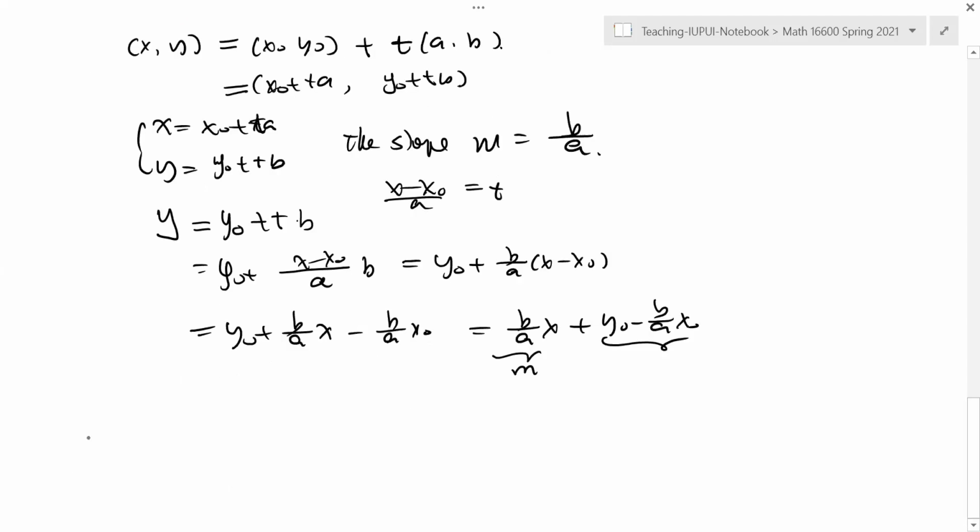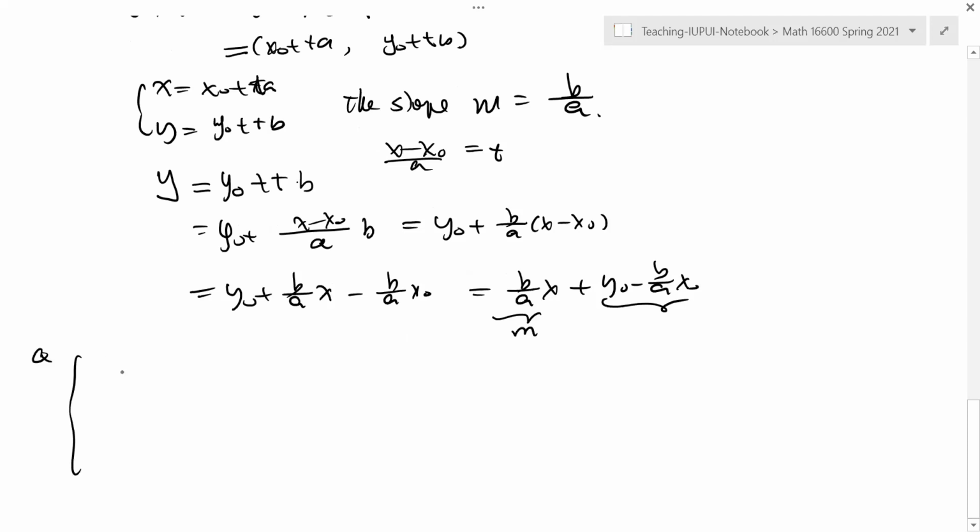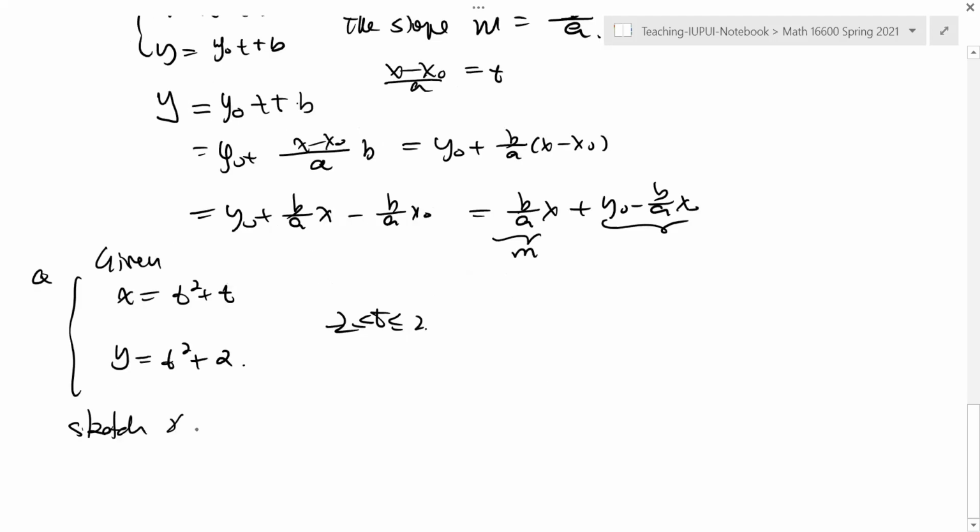Right, so let's take a look at the next problem. We are given x equals t squared plus t, y equals t squared plus 2, and t is between -2 and +2. We want to sketch the curve described by these parametric equations. It's not a graph of a function.